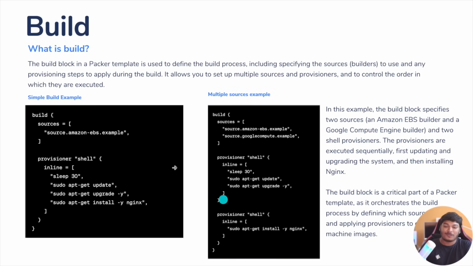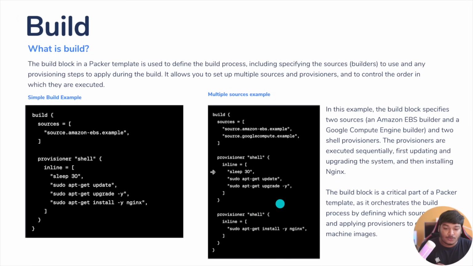Now we can of course use multiple sources. You can see the example here. You can use source.amazon-ebs.example and sources.googlecompute.example. So multiple sources we can also utilize. And then in the shell, you can see the benefit in this example: the build block specifies two sources, right? The Amazon EBS builder and the Google Compute image builder. And these two use the shell provisioner.